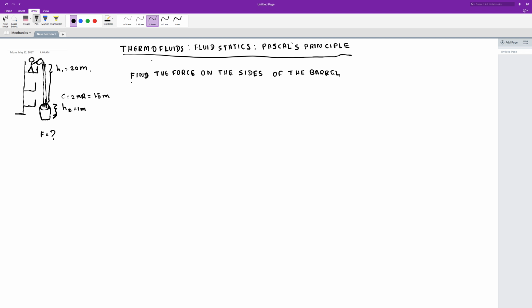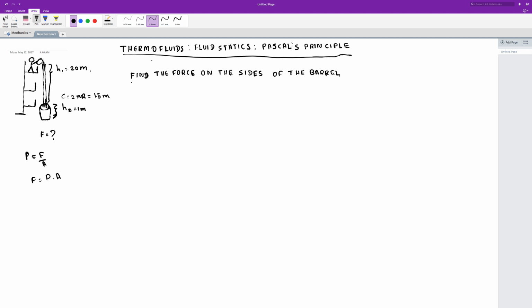Let's do this problem right here. This question is asking to find the force on the sides of the barrel. So we have to find the force right here. To find the force, we can use this formula: P is equal to F over A. So we have to find the force, so F is equal to P times A.